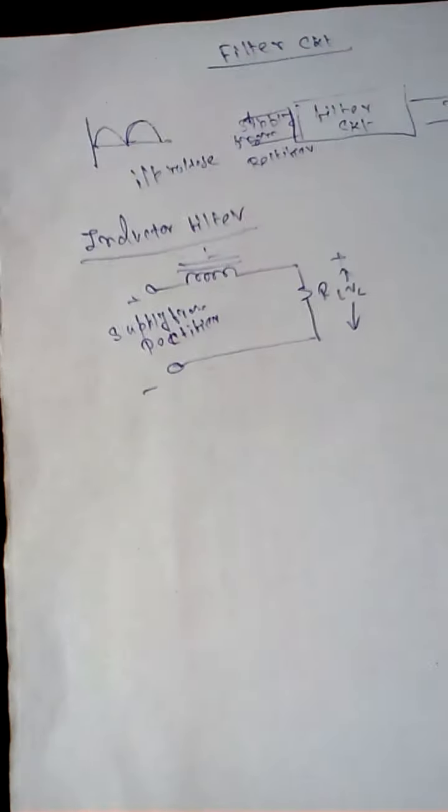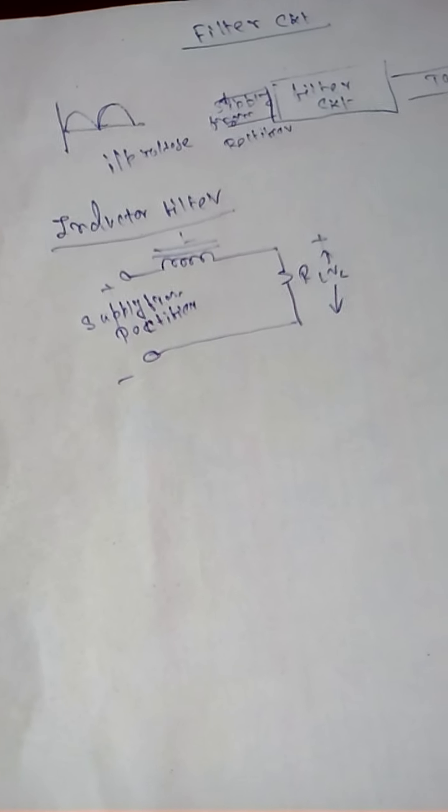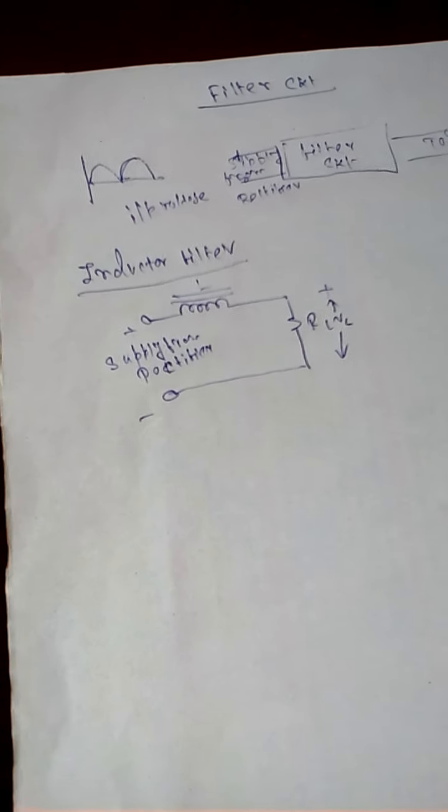The function of the inductor filter may be viewed in terms of impedance. The choke offers a high impedance to the AC components, but offers almost zero resistance to the desired DC components. Thus ripples are removed to a large extent.